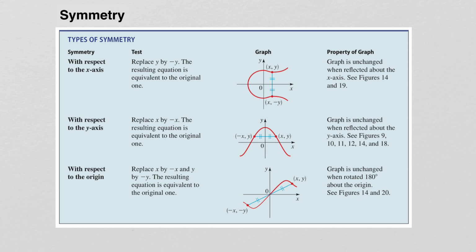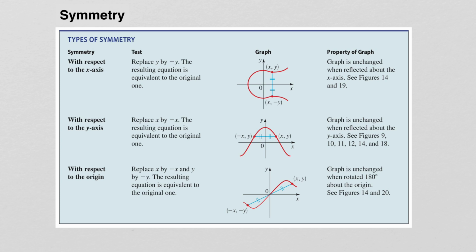So to test for this, we replace x with negative x, and we see if the resulting equation is the same. And if it is, then you have this symmetry. And finally, symmetry with respect to the origin means that you have a mirror image of a point through the origin on the other side. For this to happen, you have to replace x with negative x and y with negative y, and the resulting equation has to be the same.